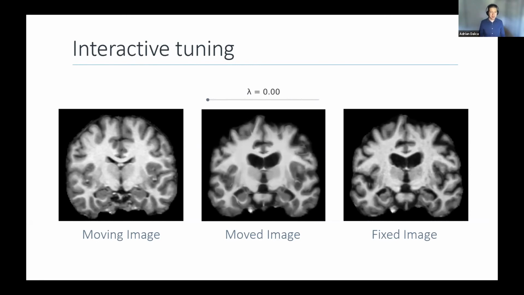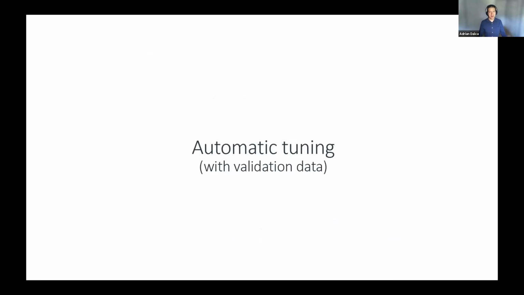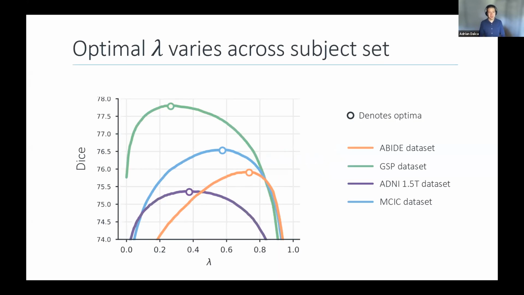But it gets much better than that. We can actually automatically tune the hyperparameter value now. If we get a new data set, say the UK Biobank, and I have some validation data, some annotations, some structures that were outlined, I can now automatically, with gradient descent, choose the optimal hyperparameter value to optimize my validation. And so here's what that looks like. In just a few seconds, I can get the optimal hyperparameter value for ABIDE or GSP or MCIC.